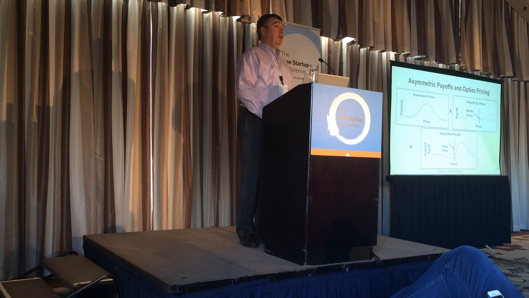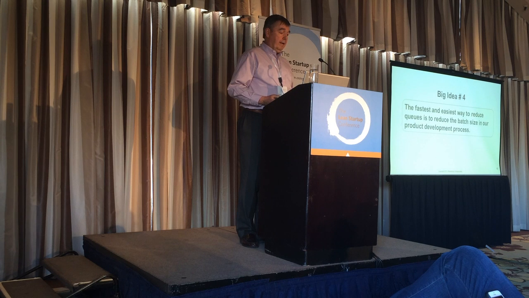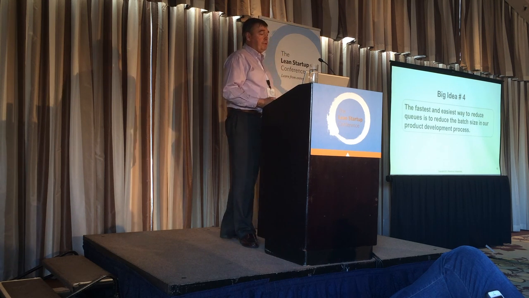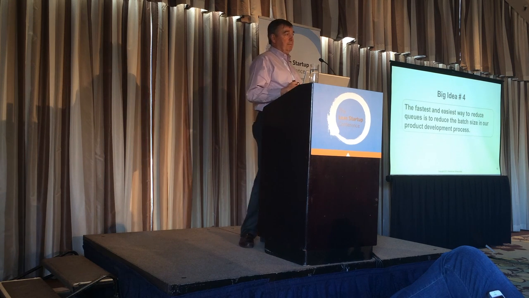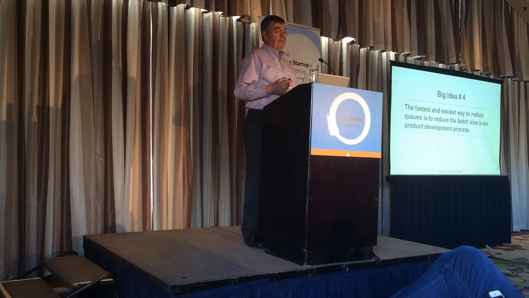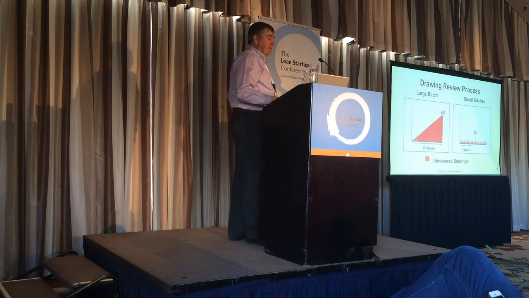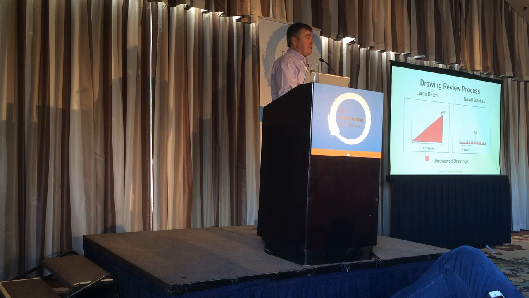And that is altering the payoff functions, which improves economics. Okay, big idea number 4. The fastest and easiest way to reduce queues is to reduce the batch size in our product development processes. Let me give you sort of a physical example of batch size, because it's really accessible.